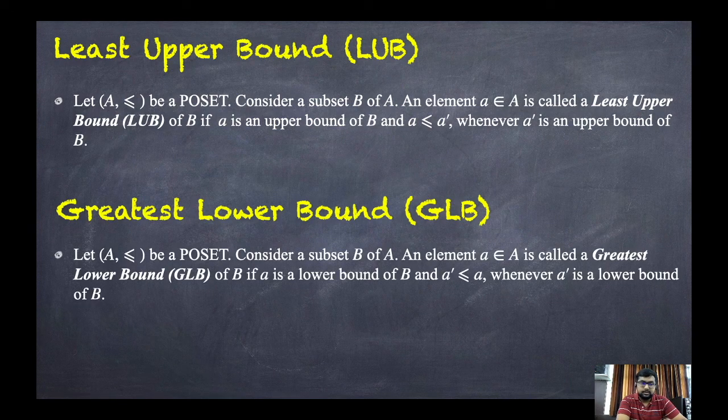Okay. Now let us understand what is the greatest lower bound. Let (A, ≤) be a poset. Consider a subset B of A. Now take one element a from the whole set A. It is called the GLB, that means greatest lower bound of B, if a is a lower bound of B, it has to be first a lower bound of B, and a' ≤ a for all a' whenever a' is a lower bound of B. We will understand in the example.